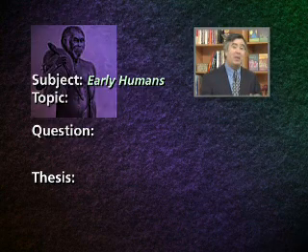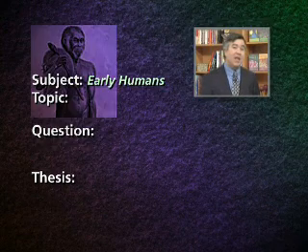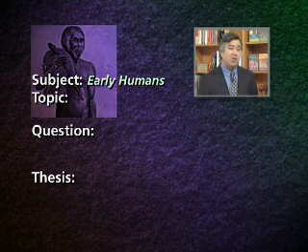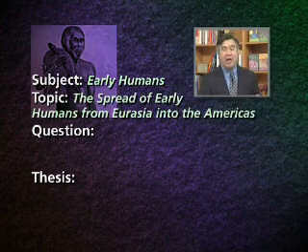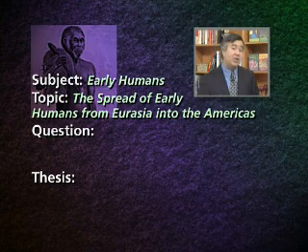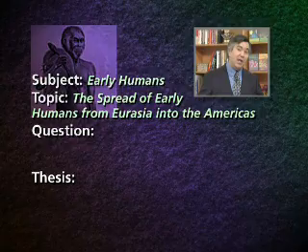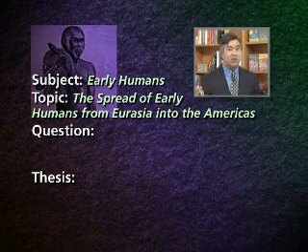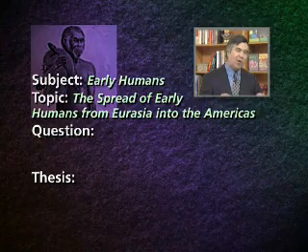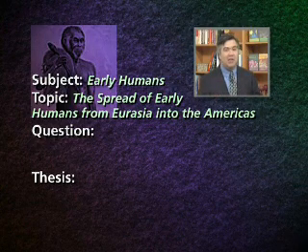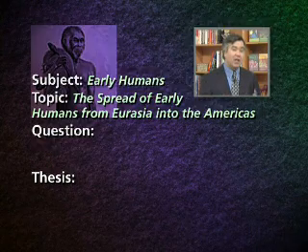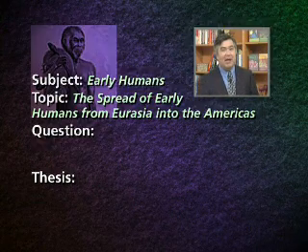Since you might be from America, you might be particularly interested in how early humans first came to America. So you might choose a topic something like this: the spread of early humans from Eurasia into the Americas. So that's your topic. Notice how much narrower it is than the broad general subject of early humans. Now we've defined a topic area that's narrow enough so that 10 to 15 pages might be enough to cover it pretty well. Now we need a question, something that we're interested in finding out about this topic.